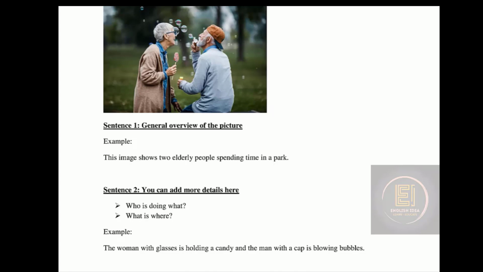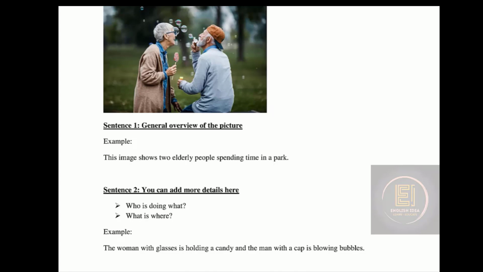I have firstly mentioned that it's a lady who is wearing glasses and is holding a candy. And then for the men, I have also mentioned about his gender. I have mentioned that he's wearing a cap, and then I have mentioned what is he doing? He's blowing bubbles. Now you may want to know why I'm saying that I have given 3 information in one sentence. Why I have given 3 each, total 6 informations in one sentence.